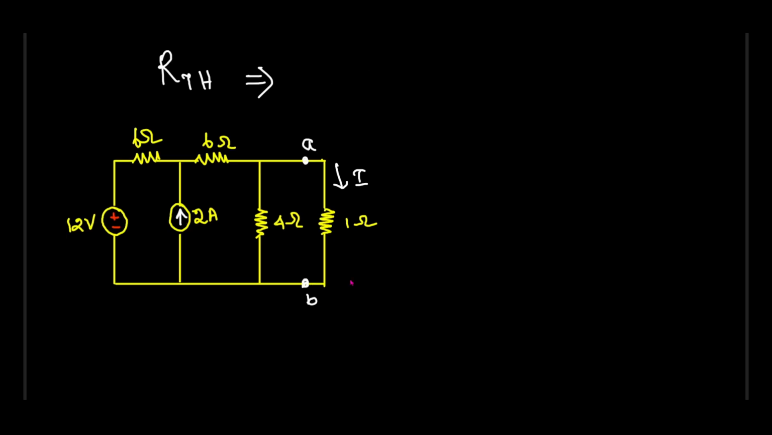For this given circuit, we need to find out RThevenin. So for that, actually, we need to remove this, right? That should be removed.